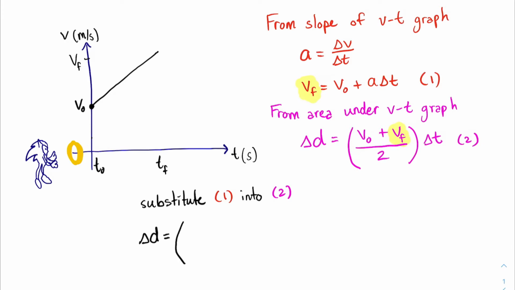Delta D equals V initial, but instead of V final, since we're doing substitution, we're going to write V initial plus A delta T from equation 1. The rest remains the same. Right, so just take a moment to pause and look at this. So we substituted equation 1 into 2, which is replacing the V final in 2 with the expression from equation 1.